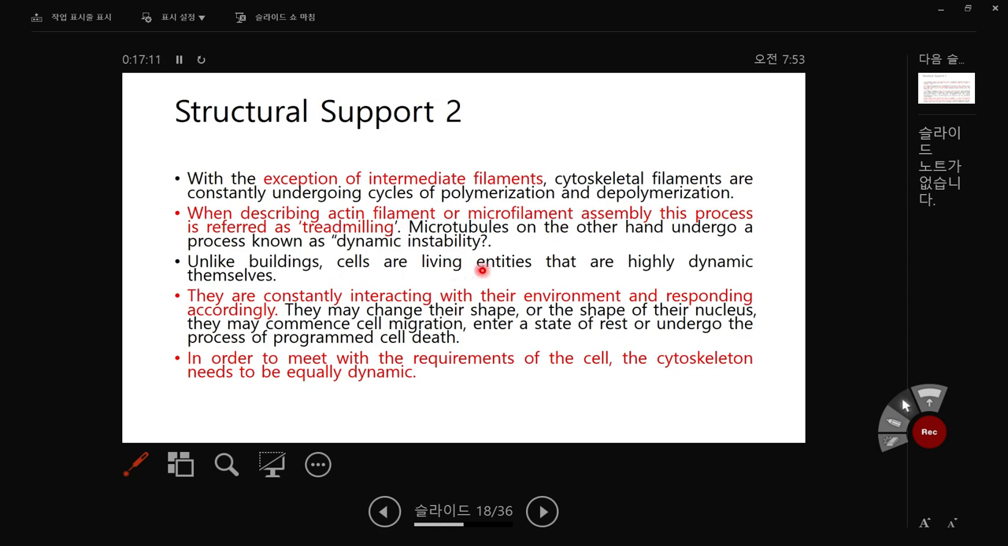Unlike buildings, cells are living entities that are highly dynamic themselves. They are consistently interacting with their microenvironment and responding accordingly. They might change their shape or the shape of their nucleus. They may commence cell migration, enter a state of rest, or undergo programmed cell death. In order to meet the requirements of the cell, the cytoskeleton needs to be equally dynamic. So any kind of cell behavior, the cytoskeleton should be involved in some way.